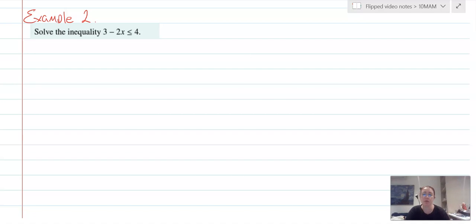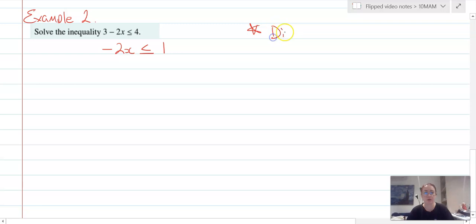So for our second example, we want to solve the inequality 3 minus 2x is less than or equal to 4. In terms of solving, this starts exactly the same. I would subtract 3 from both sides. So we'd have -2x is less than or equal to 1. Now, there is a special case here. So we would be dividing by -2, okay?